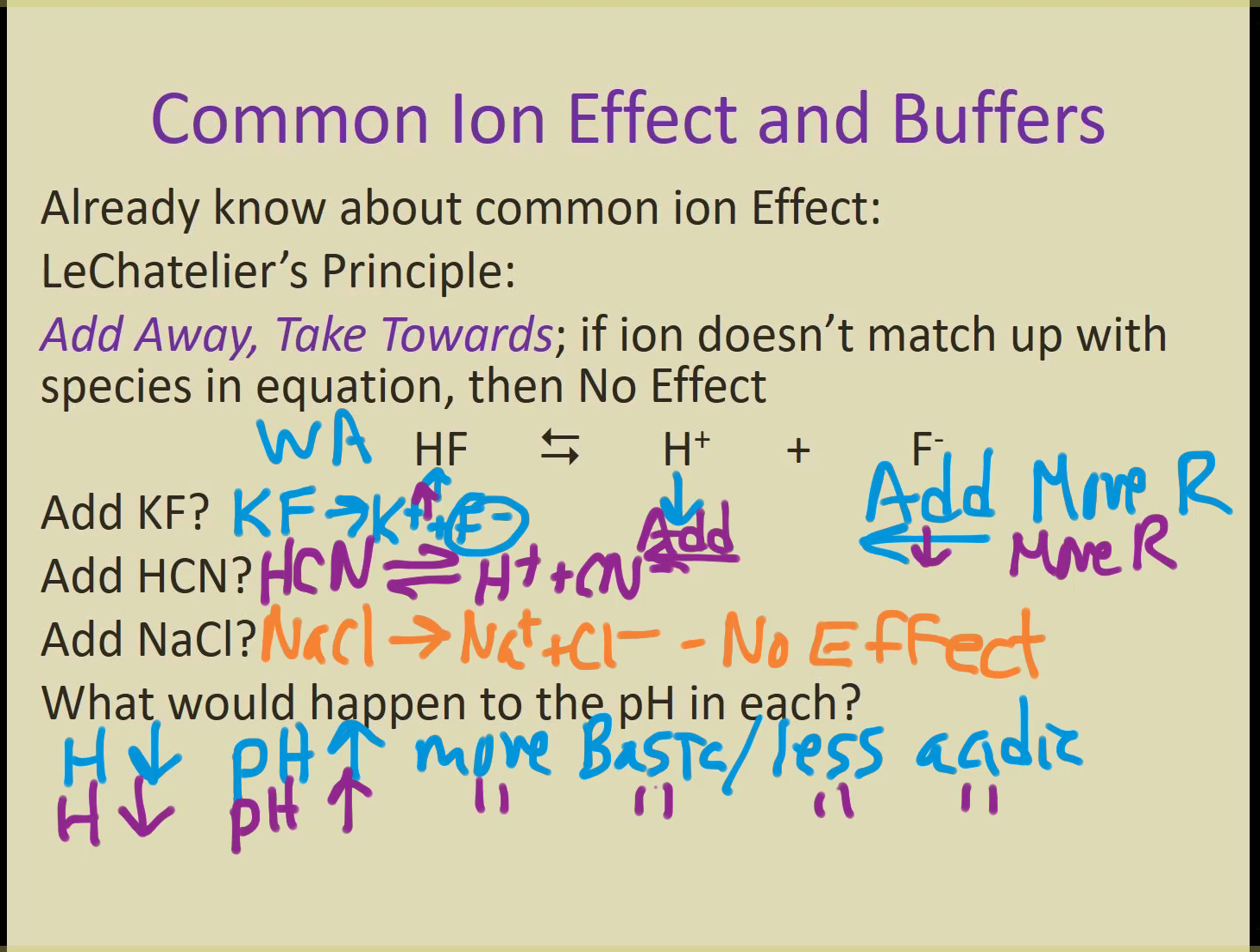And then on the sodium chloride, what would happen to the pH? The hydrogen ion would stay the same. And so because of that, whatever your starting pH would be the ending pH. So you would end up with the same pH, whatever it was when I started.